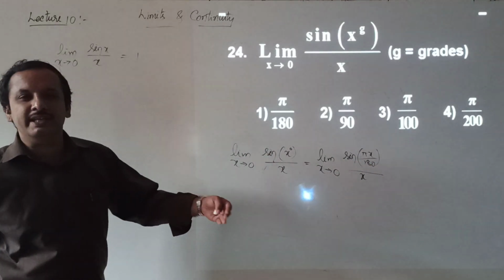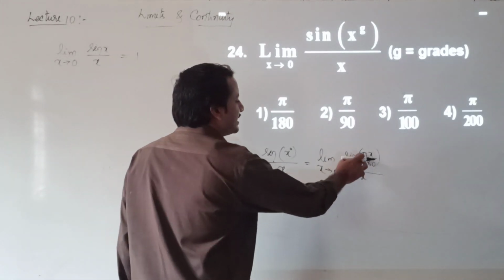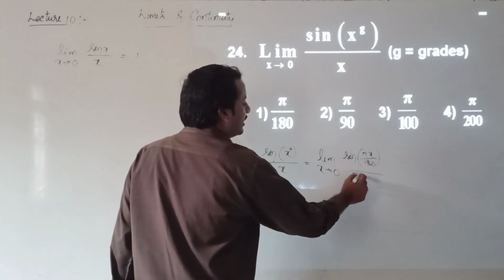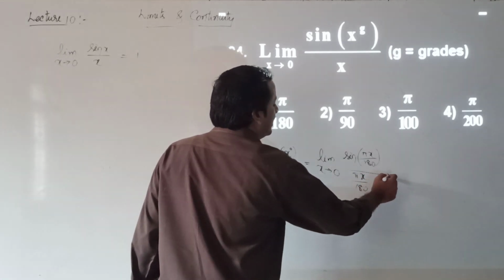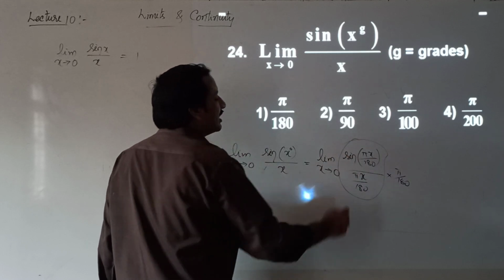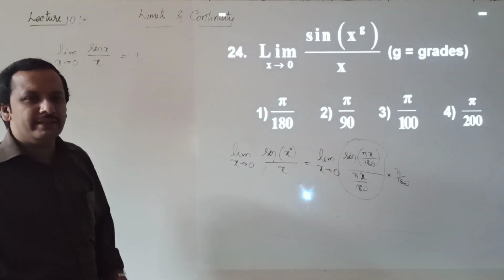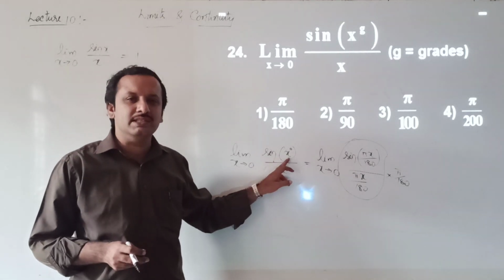When you have sin theta in the numerator, we want another theta in the denominator. So now there is sin pi x by 180, so I will write pi x by 180 here into pi by 180. As x tends to 0, this factor becomes 1. So the answer would be pi by 180, that is, if x is in degrees.